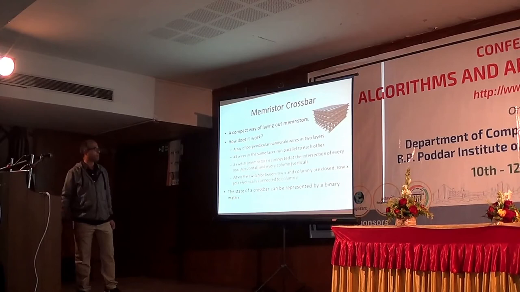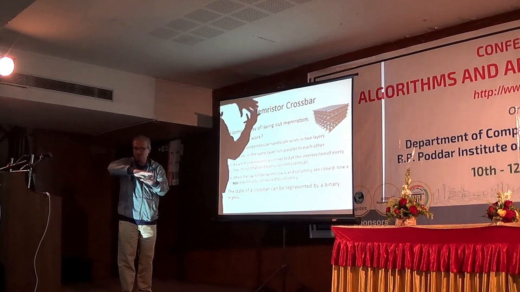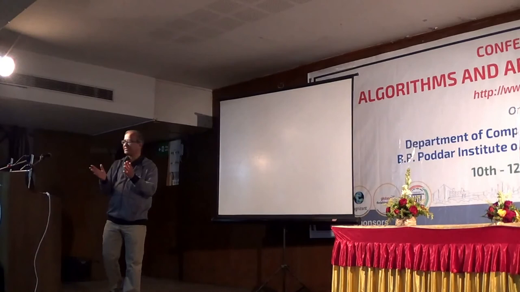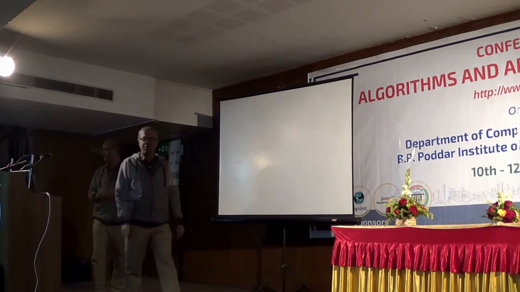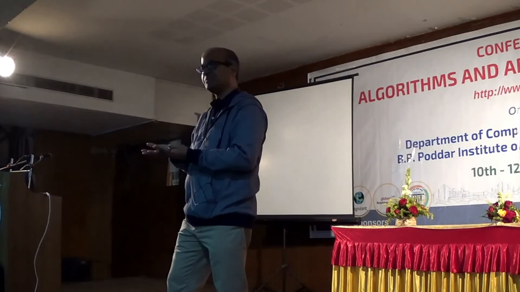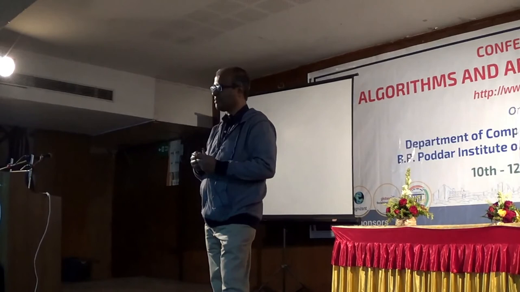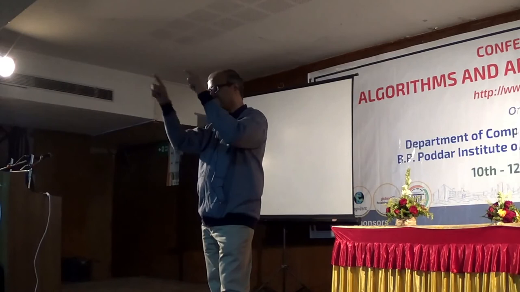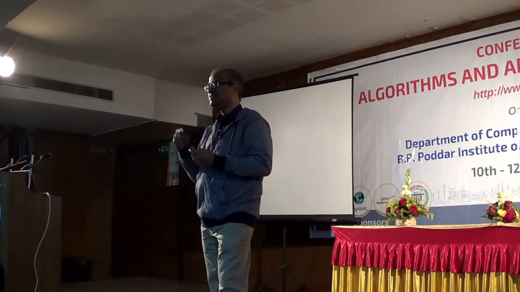Crossbar, as I said, looks like this: rows and columns with memristors fabricated in between. A memristor crossbar is a very compact way of laying out the memristors. You can imagine a matrix structure of rows and columns, with memristors sitting at every junction. I am treating the whole thing as a memory. Some of the memristors are in state 0, some in state 1. So the whole crossbar matrix can be represented by a binary matrix with elements 0 and 1. 0 indicates off and 1 indicates on.